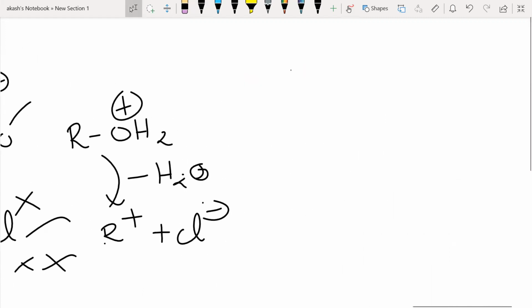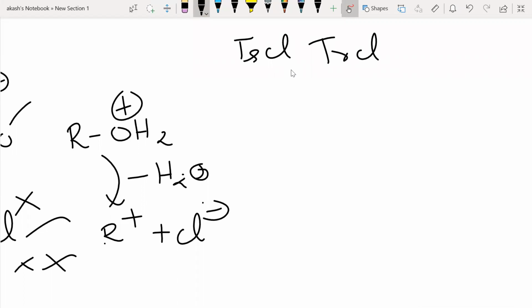There is something called tosyl. I'll write it like this: TsCl, tosyl chloride it's called. There is triflyl chloride. There is one more also, mesyl. MS, it is not ME.